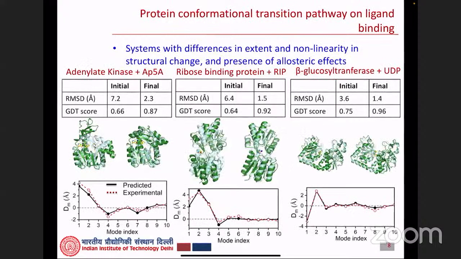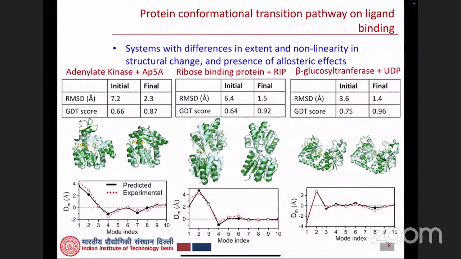So this we tested for 3 systems which presented differences in the extent of structural change, the amount of non-linearity, which is mainly coming from presence of multiple modes or presence of structural change along multiple modes, and finally also presence of allosteric effects. For example, the ribose binding protein shows prominent allosteric effects during its structural transition.